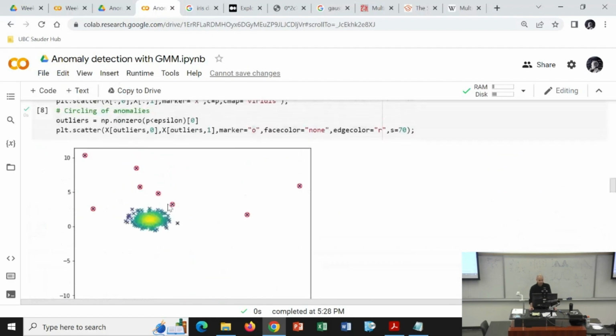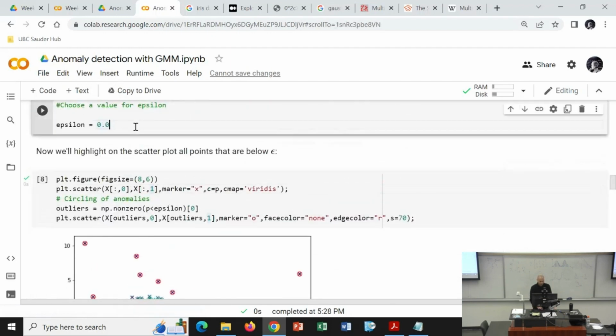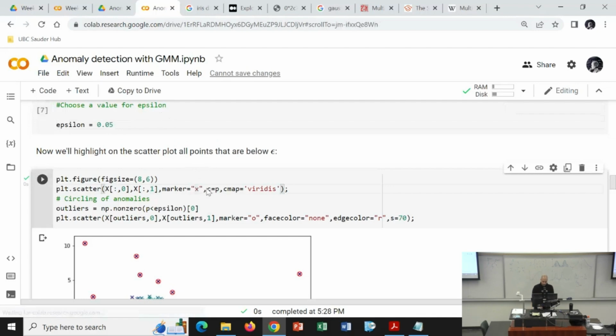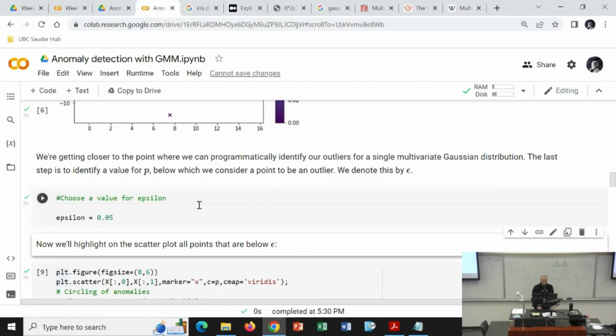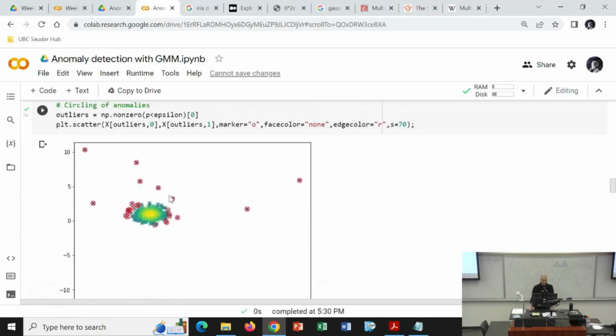It was a very arbitrary choice, but let's just try other values. If I try 5%, I'm selecting all the data points which have likelihood less than 5% as outliers. So what do you think happens? Will I get more outliers or fewer outliers? More, because I'm making the model more sensitive. So here is the more sensitive model. You can see that it also now flags some of these as outliers.